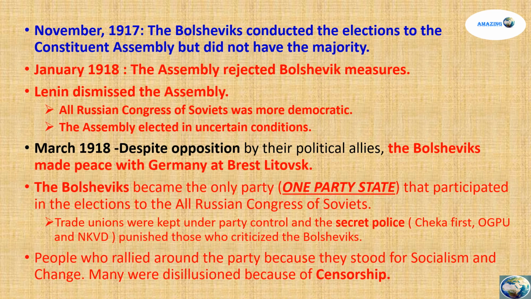But people like artists and writers who rallied around the party in the early stages, because it stood for socialism and change, were now, many young artists and writers, disillusioned because of the censorship encouraged by the party. As a result, we see that the October Revolution did fulfill the April Theses, but also had a negative part where they increased censorship and a one-party state evolved in Russia.